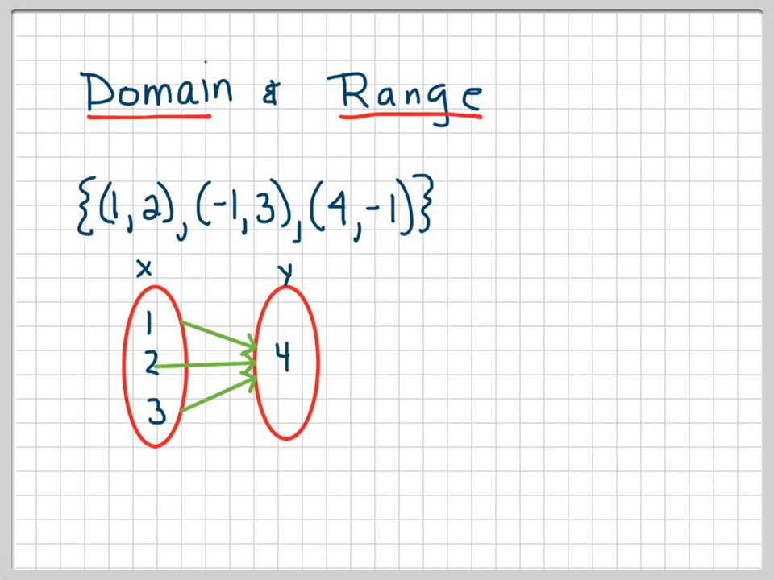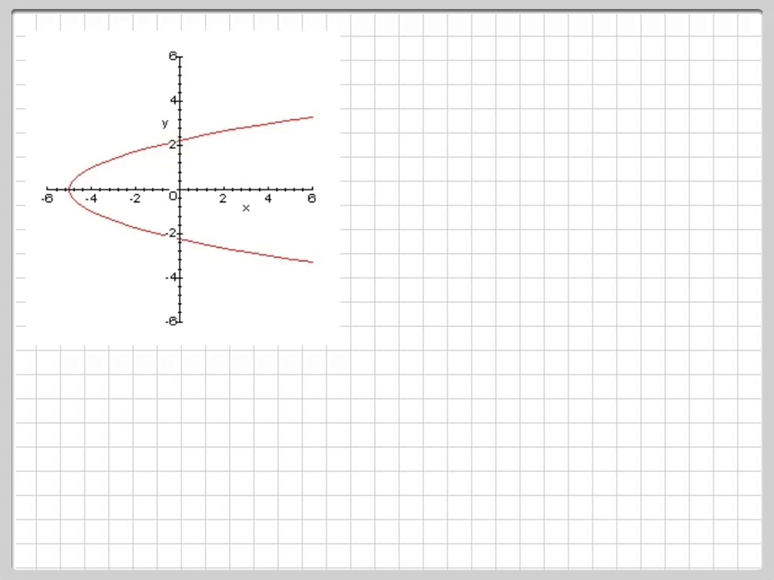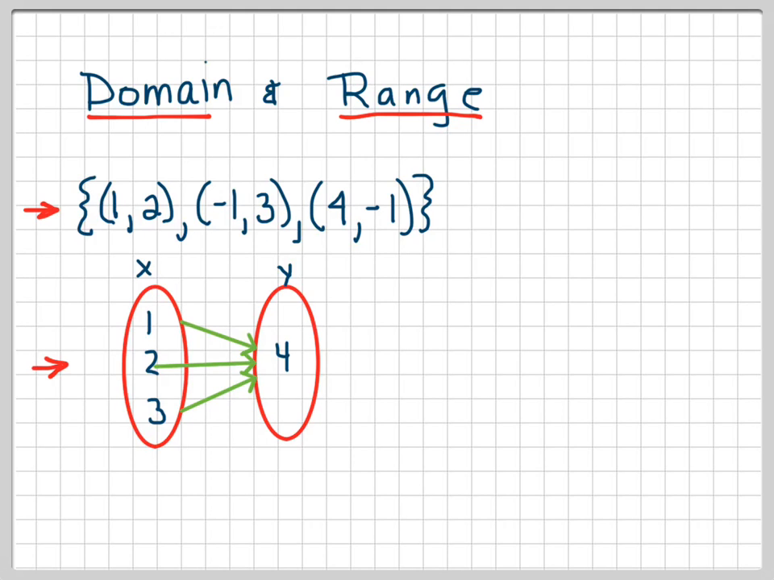and that relation is expressed as either a set of ordered pairs like it is right here, or a mapping diagram as it is there, or this third way that we'll discuss in this video as a graph. Okay, so three ways to determine domain and range, or three different ways to express a relation and how to find their domain and range.